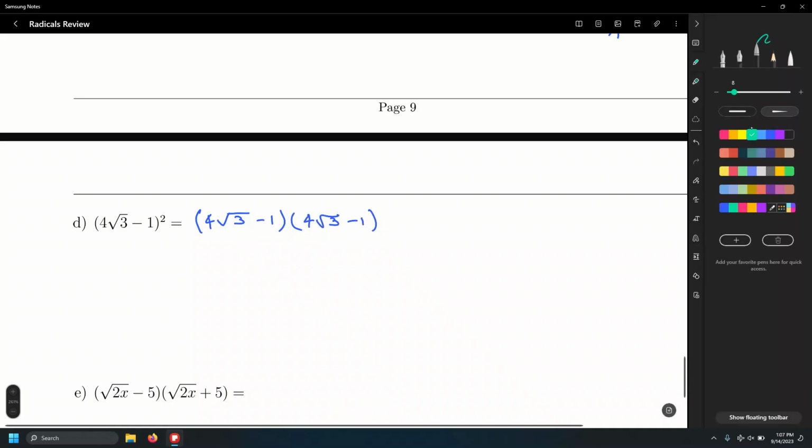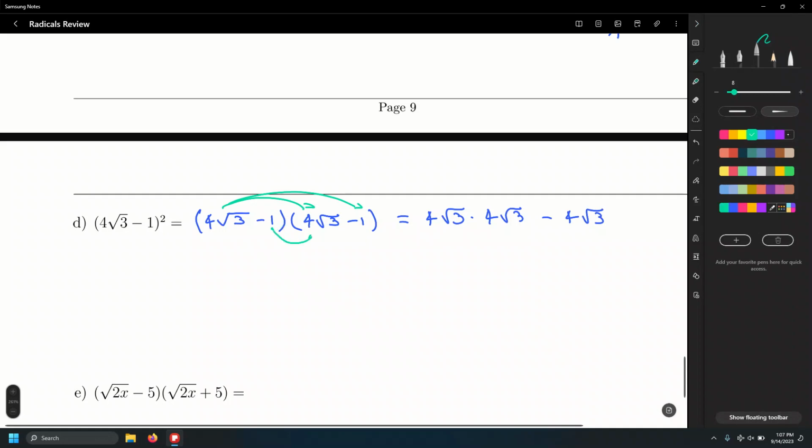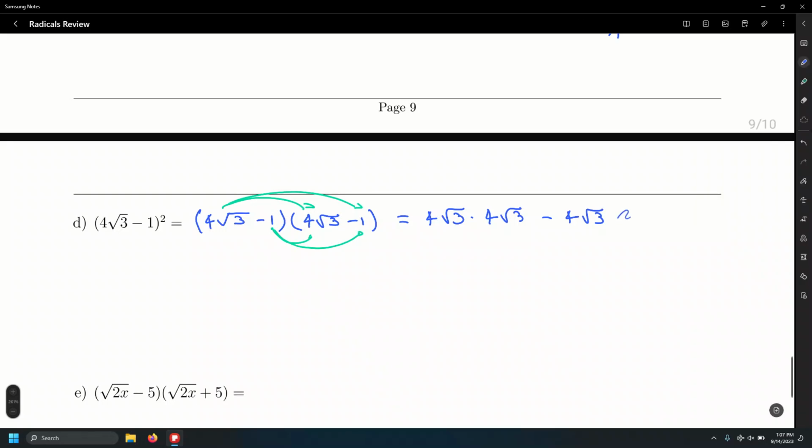And then from here we can just follow the process we did with the previous examples. That is 4 root of 3 times itself and 4 root of 3 times negative 1. That is going to be, well, 4 root of 3 multiplied with itself, times 4 root of 3. Then we'll deal with this in a second. And then 4 root of 3 times negative 1 minus 4 root of 3. Then from here, how about we do the second part of the foiling, that is negative 1 times 4 root of 3 and negative 1 times negative 1 equals positive. Okay, so that's negative 4 root of 3 plus 1.